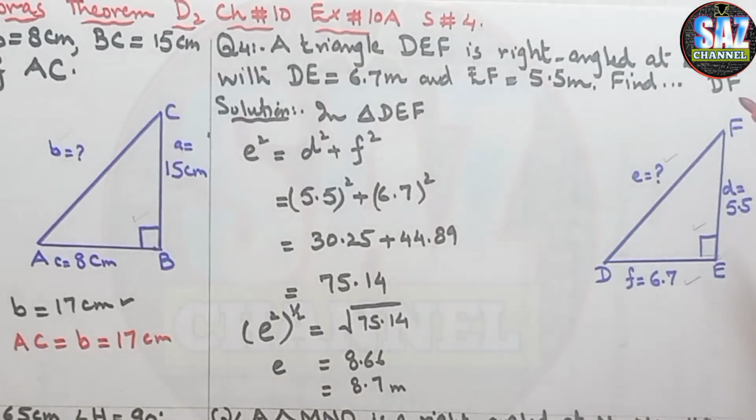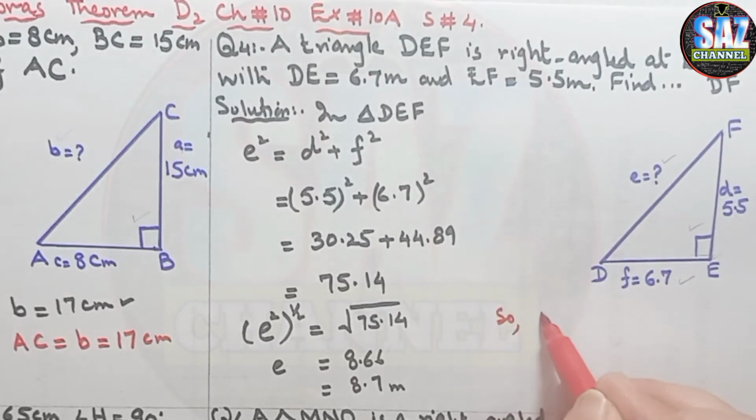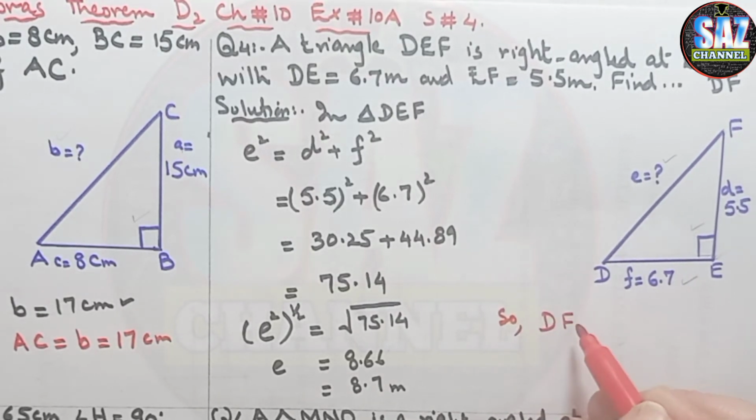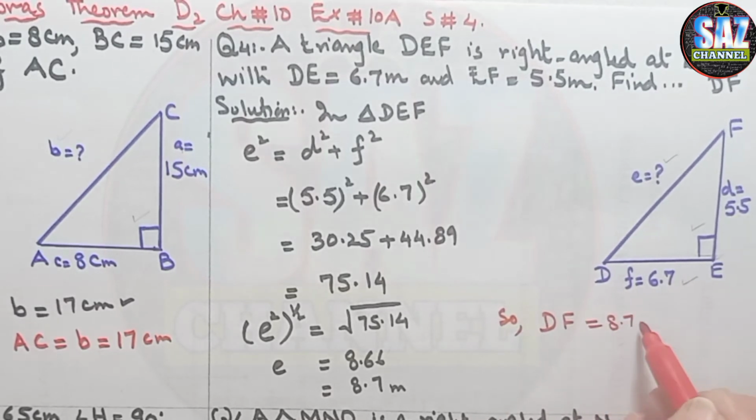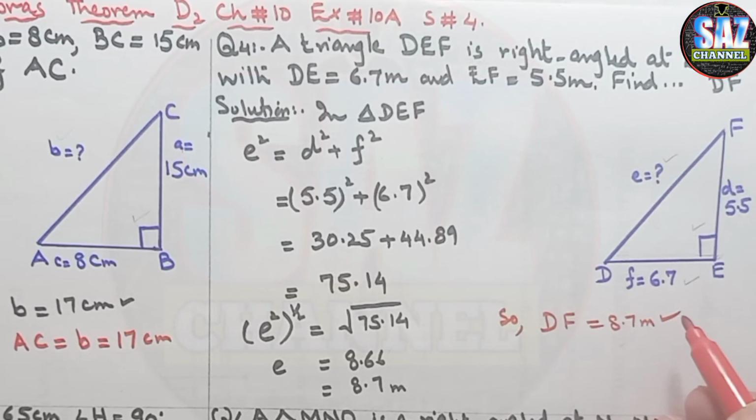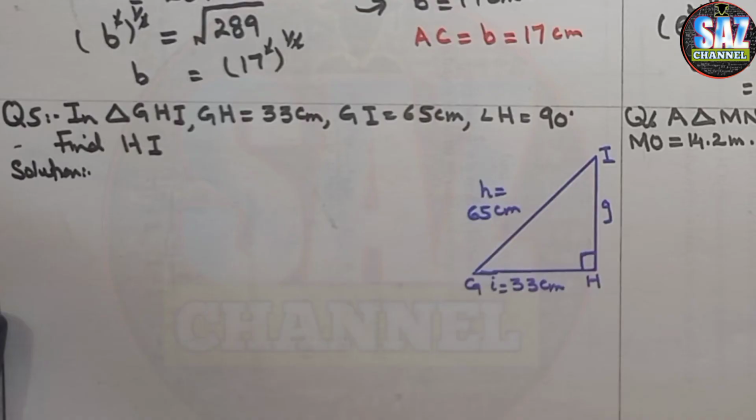Now I have to give the answer with actual requirement. So E is DF equals to 8.7 meters. I hope you are clear about this question, and let me quickly move to the next question and read the question from the book.